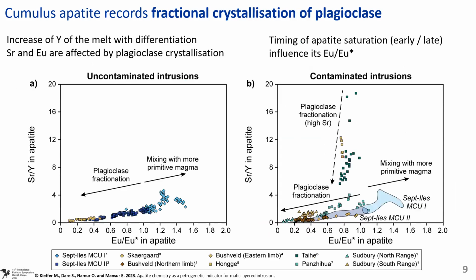So I'll go quickly over this. Cumulus apatite can also record the fractional crystallization of plagioclase. On both diagrams, we have the europium anomaly in apatite and the strontium over yttrium in apatite. And you all know that there is an increase in rare earths and yttrium in the melt with differentiation, and also strontium and europium are affected by plagioclase crystallization. So on both diagrams, you can see an evolution, a decrease in the ratio and europium anomaly in apatite with plagioclase fractionation. And depending on the time of apatite crystallization, the starting point will be higher or lower.